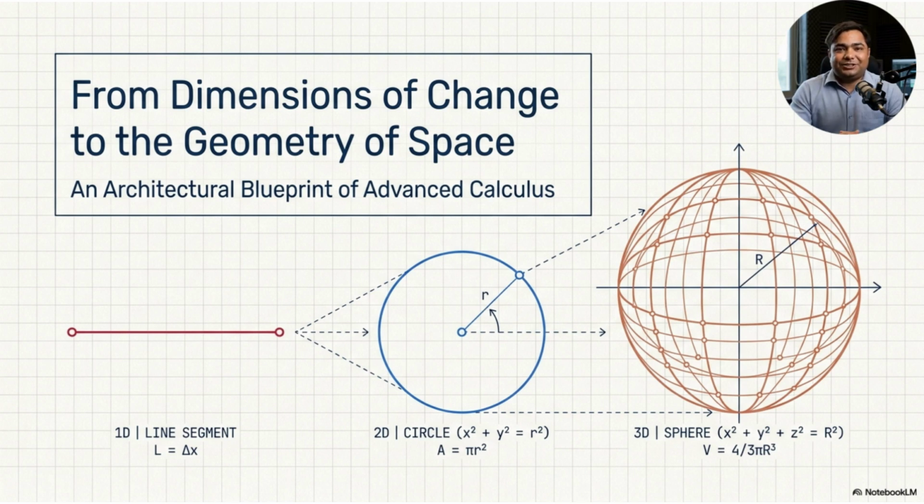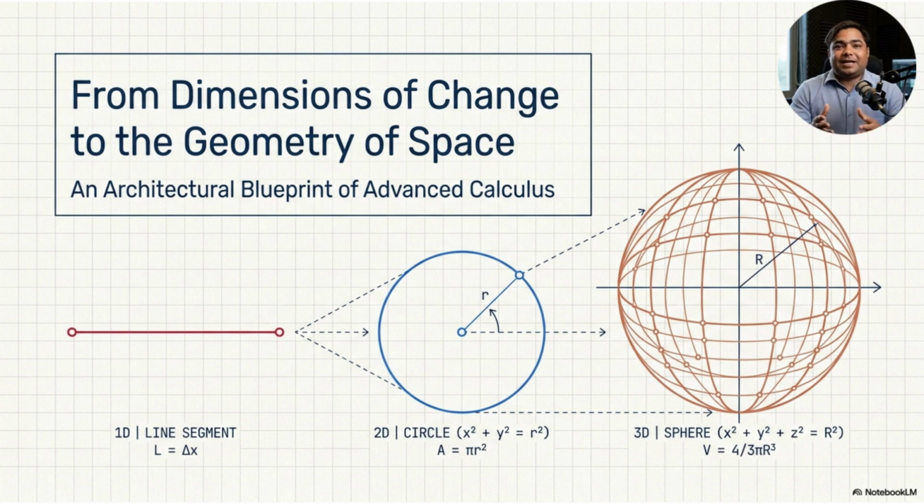On the slide, we can see three important ideas. First, in one dimension, we have a line segment. The length of a small line segment can be described as a small change in x. We can say this verbally as length equals change in x. Second, in two dimensions, we have a circle. The area of a circle is described by the formula area equals pi times radius squared.